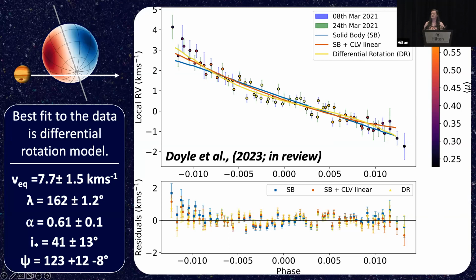We also determined a differential rotational shear of 0.61, where the poles of the star rotate 60% slower than the equator. And since we're able to determine the stellar inclination, we also derived the true 3D obliquity psi of 123 degrees. So this means that WASP-131 is on a nearly retrograde orbit, and it joins a group of misaligned planets with a preference for a polar orbit.